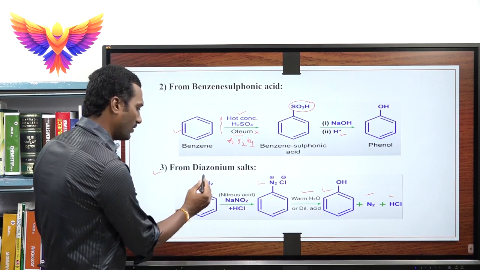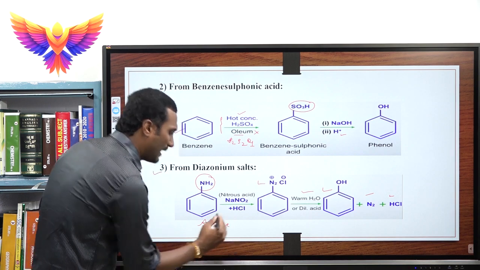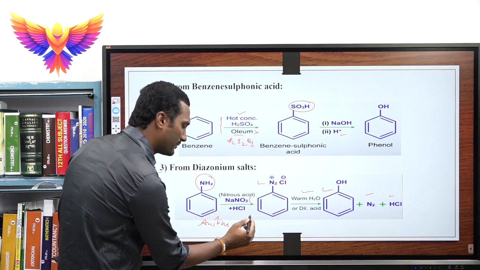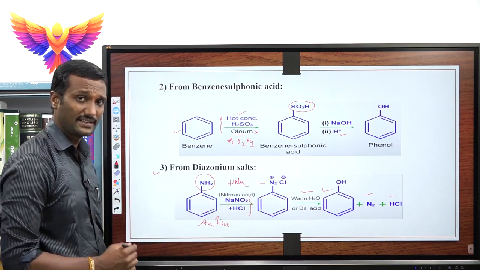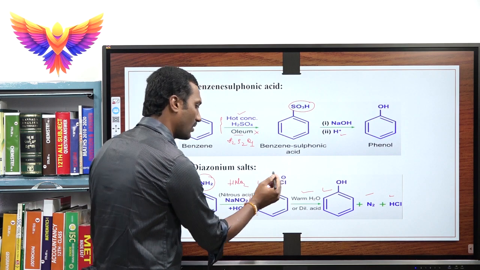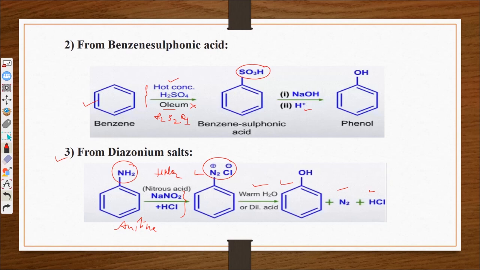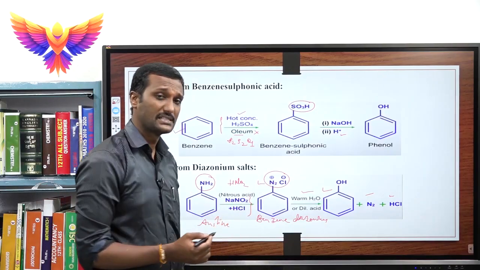So here we have amino benzene, which is also called aniline. Aniline reacts with nitrous acid. The nitrous acid is obtained from sodium nitrite plus HCl, and its formula is HNO2. When this nitrous acid reacts with aniline, we get a salt called benzene diazonium salt. Since we are using HCl, we get benzene diazonium chloride.